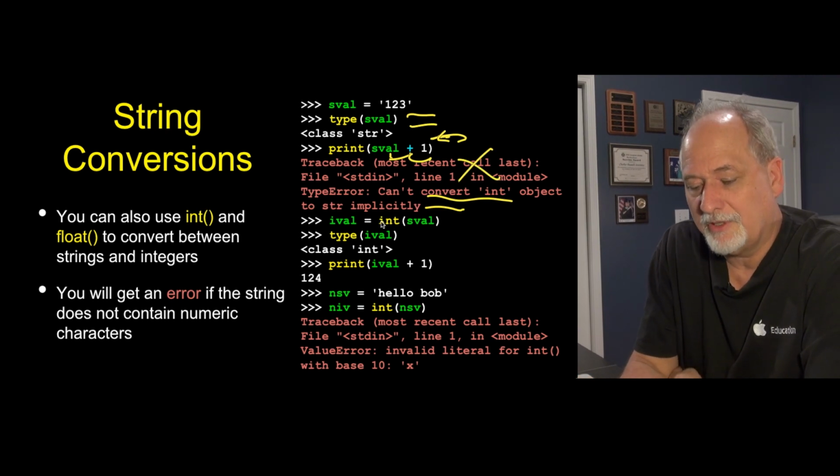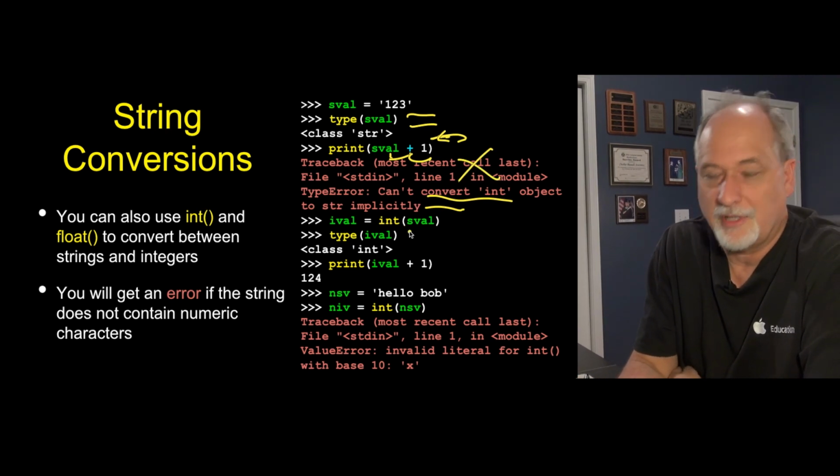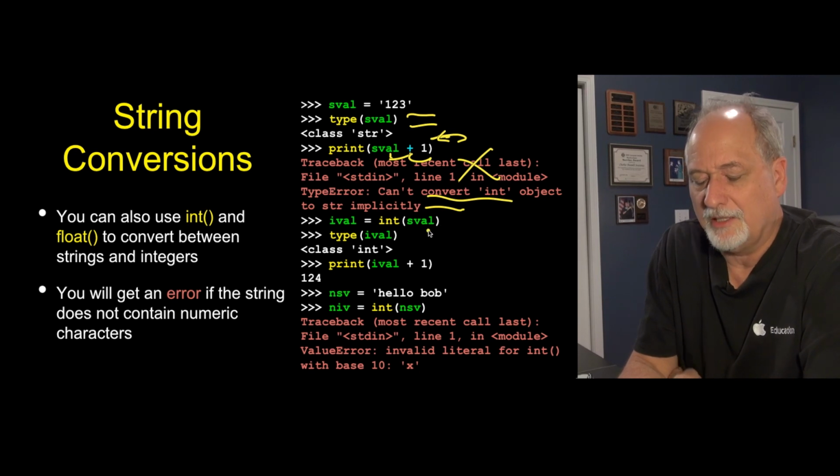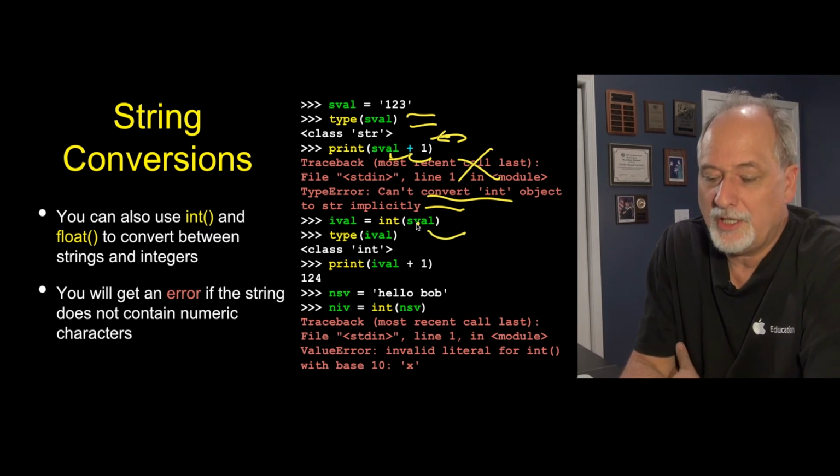But we can convert this. We can call the int function, which is like the float function, and pass a string in. So it says, hey, take this and turn it into an integer.